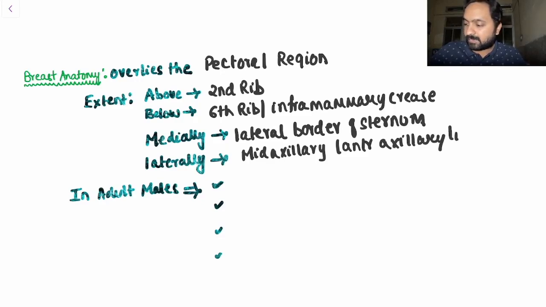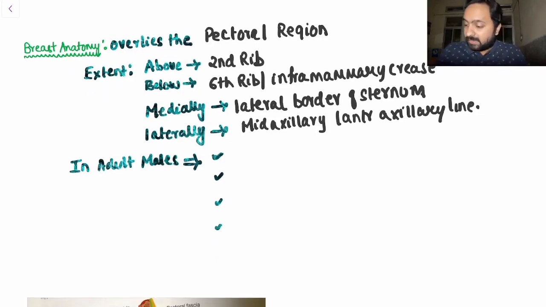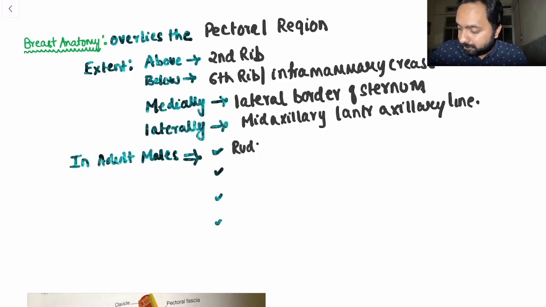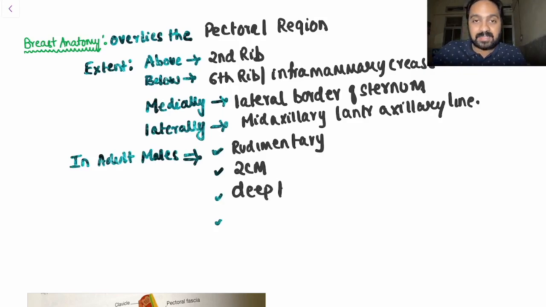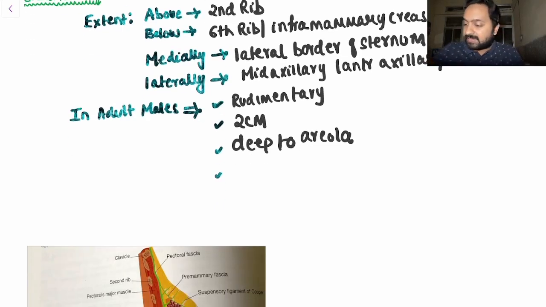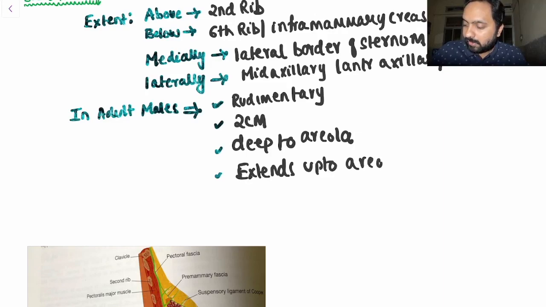Now what about in adult males? In adult males it is rudimentary, a size of approximately 2 centimeters. It lies deep to your areola and it extends up to your areolar margins.